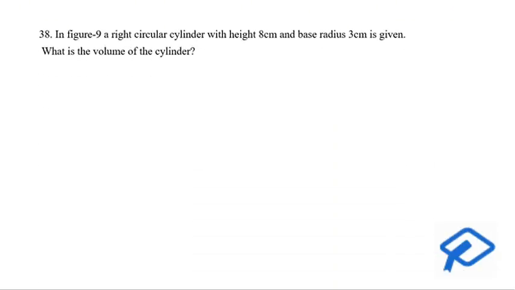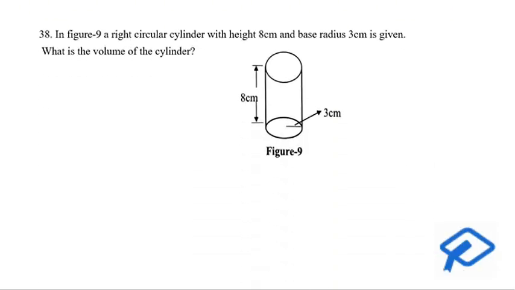Question number 38. In figure 9, a right circular cylinder with height 8 cm and base radius 3 cm is given. What is the volume of the cylinder? A. 24 pi cubic centimeters, B. 48 pi cubic centimeters, C. 64 pi cubic centimeters, D. 72 pi cubic centimeters.